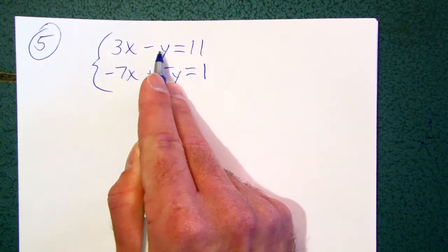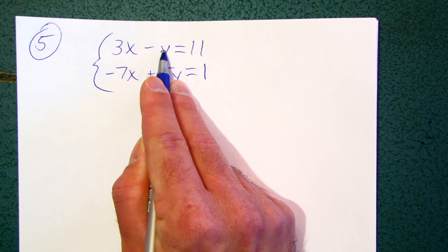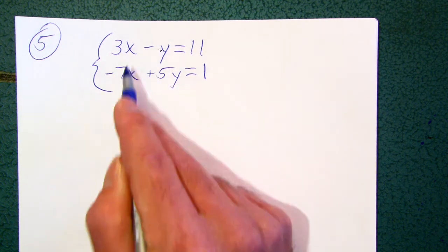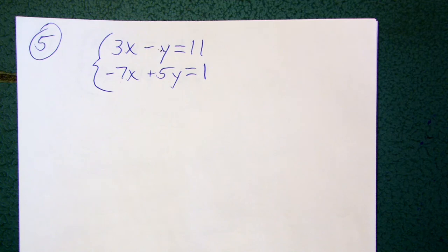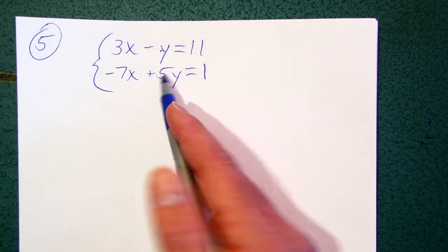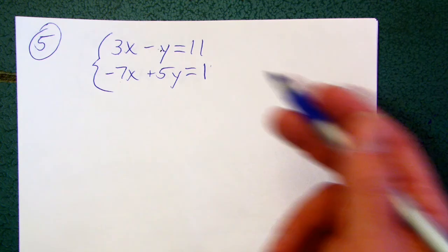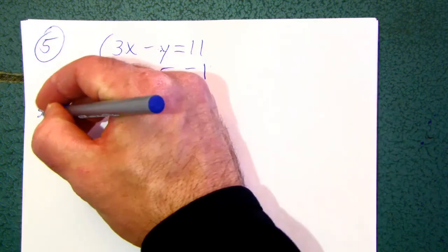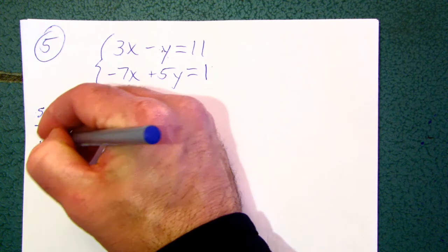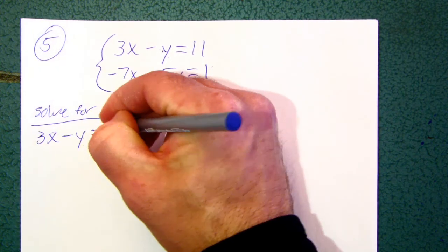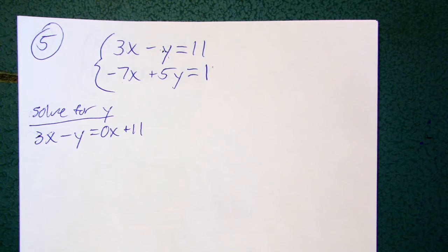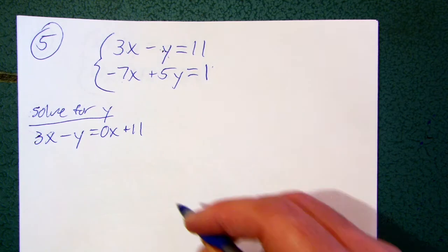So the easiest variable to solve for here is going to be y in the first equation. If I solve for x here, I'd have to do 11 divided by 3. This is going from standard form to slope-intercept, by the way. Here I'd have to do like 5 divided by 7 or 7 divided by 5. So we're going to solve for y up here. This is why we did the assignment last week on solving for a variable. It's one of those skills that just keeps coming back.